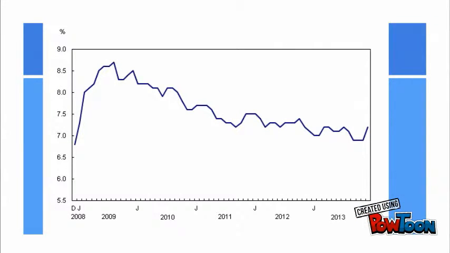This chart shows the unemployment rate between the years 2008 to 2013. As you can see, it is falling over that time. But why?